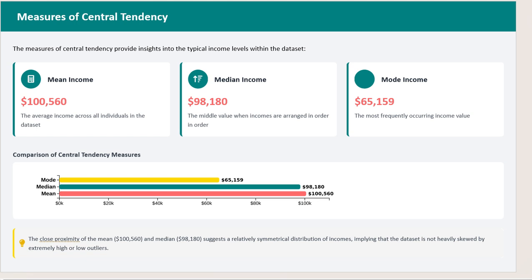First, let's see the measures of central tendency. The mean income is 100,000. The median income is 98,000, and the mode income is 65,000. The close proximity of the mean and median suggests a relatively symmetrical distribution of incomes, implying that the dataset is not heavily skewed by extremely high or low outliers.